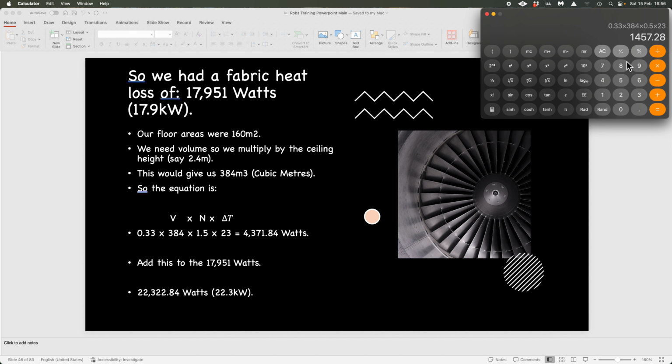And you can see that's now only losing us 1,457 watts. So just by taking one air change per hour off, it's knocking our air change heat losses, or ventilation losses, down by a massive amount. Now this is quite huge, and this is why it's very important to get that number, the number of air changes per hour, exactly right.